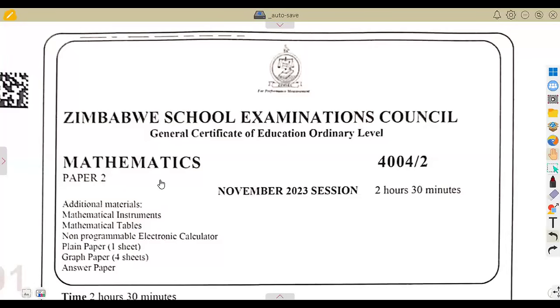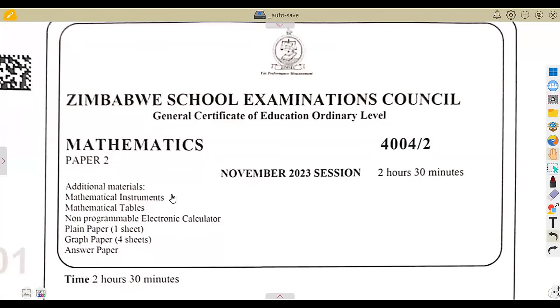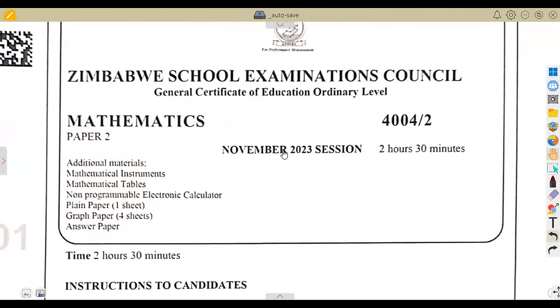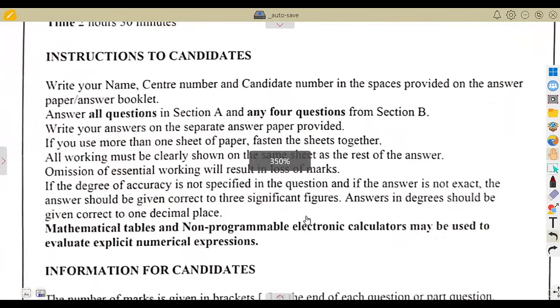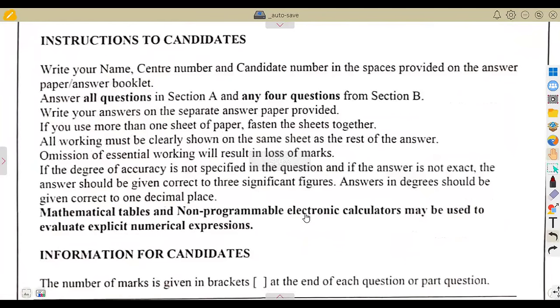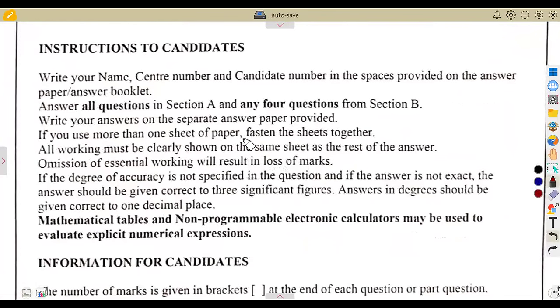All right, so this is a full paper that we are going to consider, our mathematics paper 2, which was written in November 2023. So we are going to consider this question paper. Make sure that you go through the instructions whenever you are to answer your final examinations. The instructions that you're given are very, very important.